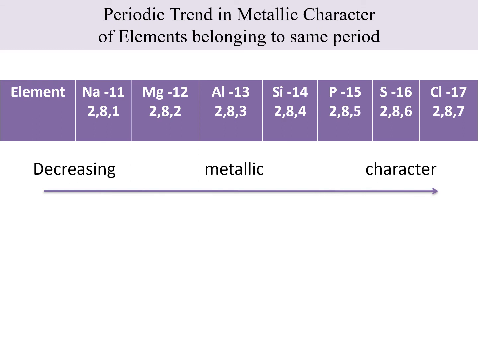This particular trend that we are observing is on account of 2 main factors. One is the nuclear charge, which goes on increasing, and secondly the decreasing atomic radius. As the electrons are held tightly, the radius goes on decreasing, or the atomic size goes on decreasing. So these 2 factors, increasing nuclear charge and decreasing atomic radius from left to right within a period, are responsible for this trend that we observe. With this we come to the end of the periodic trend in metallic character of elements belonging to the same period.